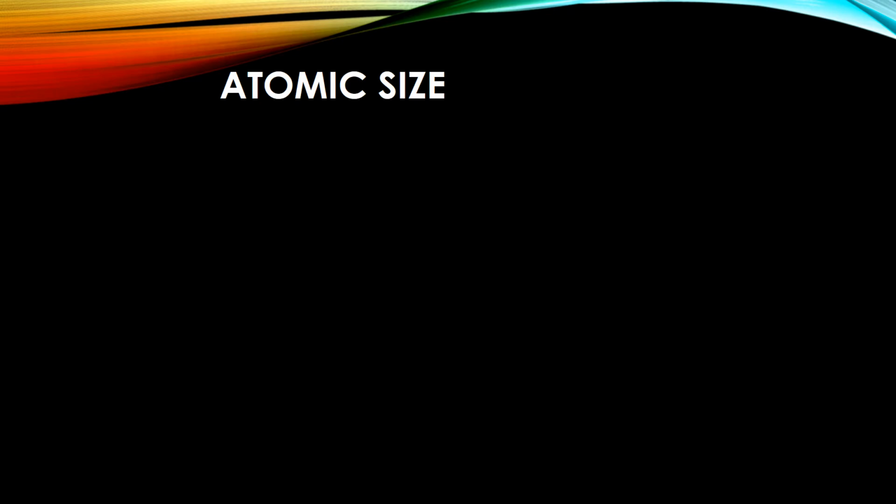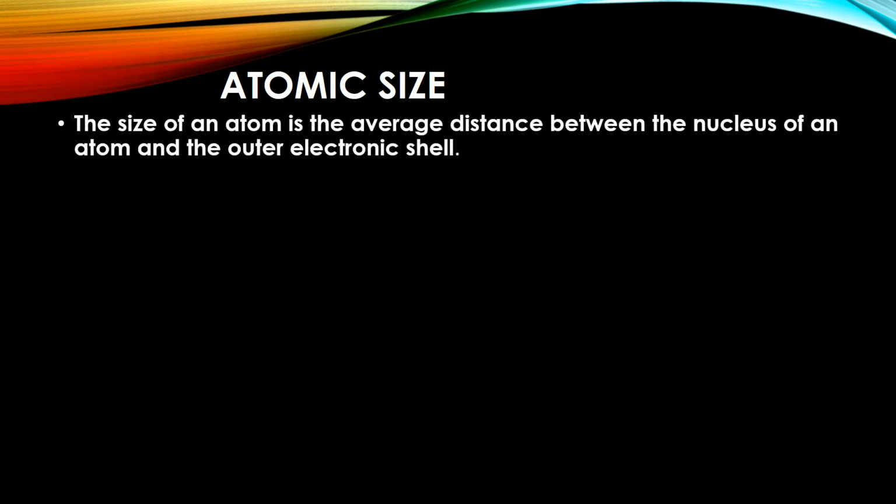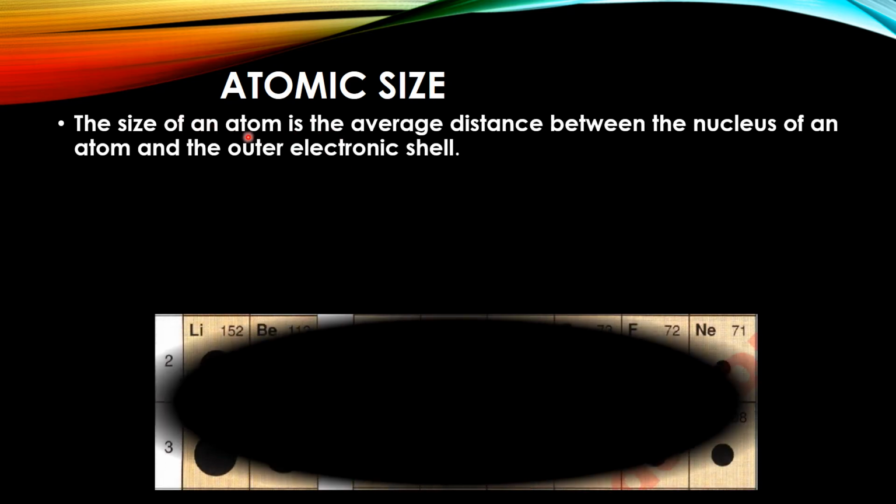The next property is the atomic size. And what is this atomic size? The size of an atom is the average distance between the nucleus of an atom and the outer electronic shell. It means the distance between the nucleus and the valence shell is considered as the size of the atom.